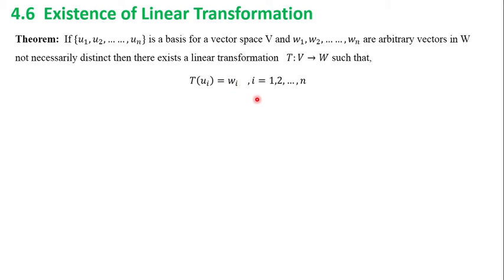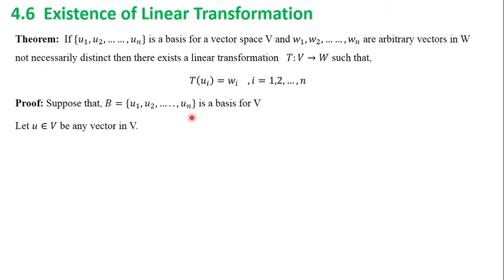T of un is wn. It means if you have a basis for vector space V and if you take images of this basis vector, then this will be a linear transformation from vector space V to vector space W. So our assumption is that the set B containing vectors u1, u2, etc. un is a basis for V.